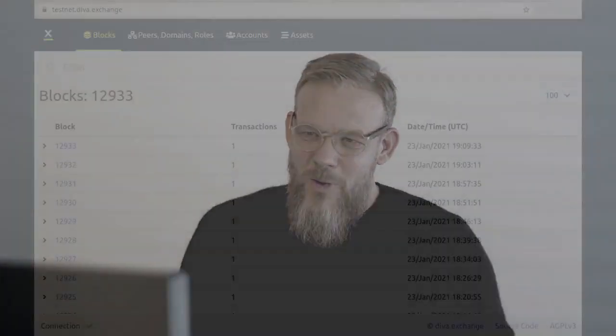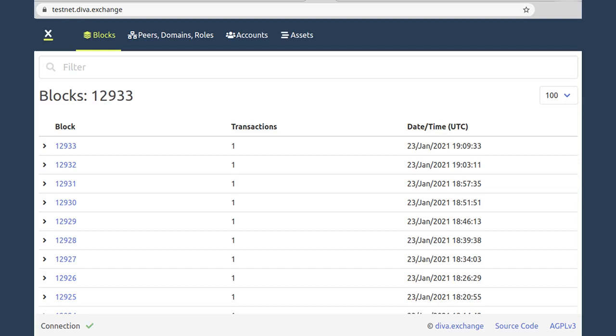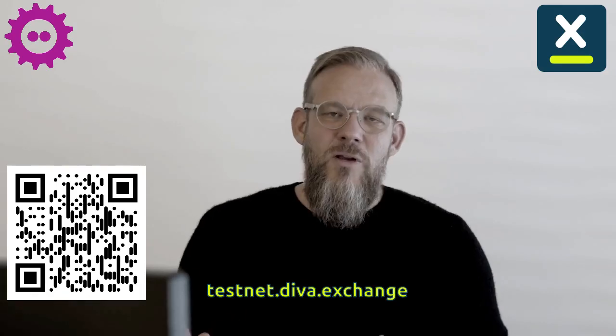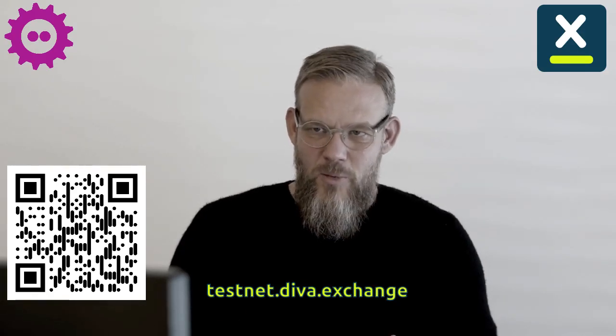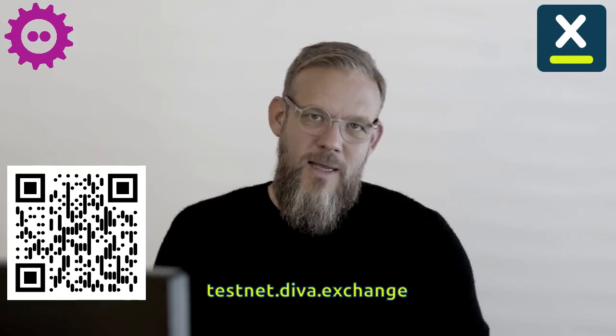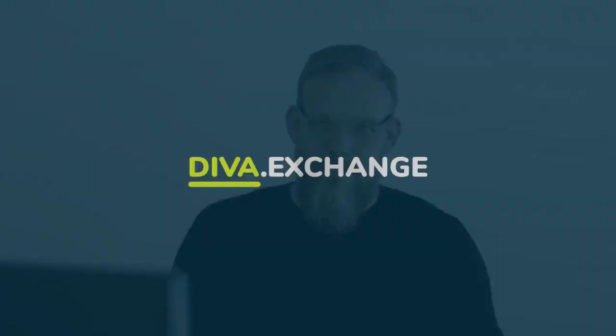I'd like to show you the Blockchain Explorer which we have written for Iroha. It works for every Iroha blockchain, so not only for the DIVA network. We have written this to visualize the blockchain a bit better, to show the blocks and to show the peers and domains and roles and stuff which is important to us as developers of DIVA. You can find this Blockchain Explorer and our testnet live on testnet.diva.exchange.